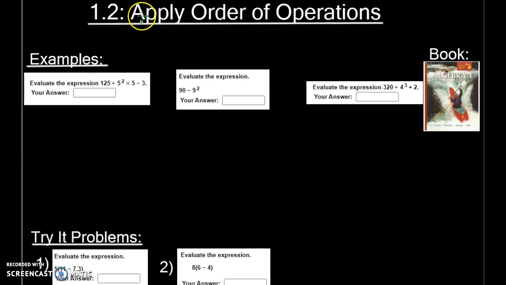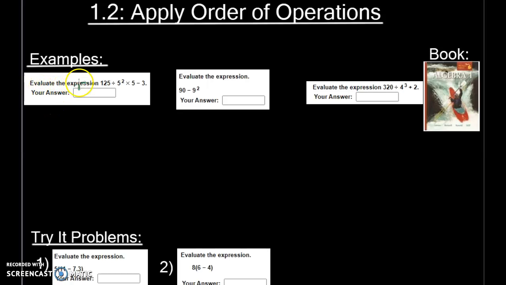This is 1.2, application of the order of operations. This is the book we are using right now. It's the same Algebra 1 we used in the first lesson. It's made by the same company. Alright, let's just dive in.